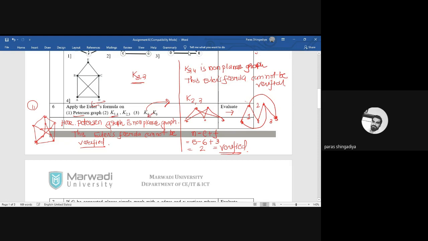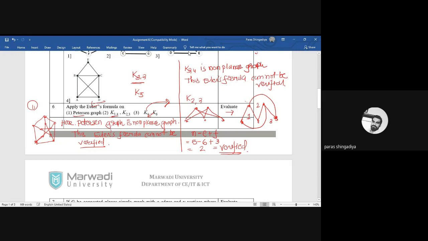And in K6, write the same argument here. K6 is a non-planar graph because we have the base graph, that is K5, which is non-planar. So after K5, every complete graph will always be a non-planar graph. So here it is K6. K6 is a non-planar graph, therefore Euler formula cannot be verified.